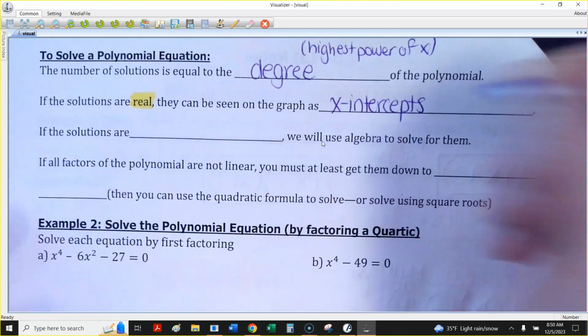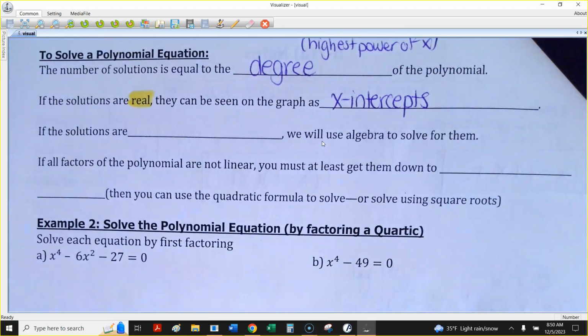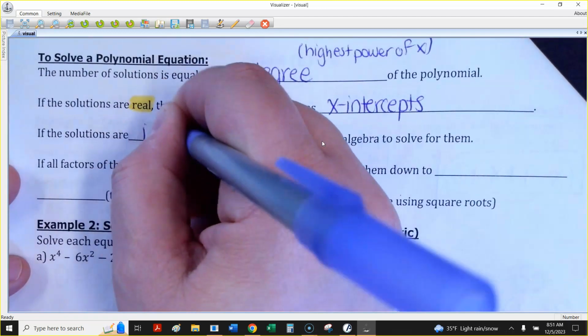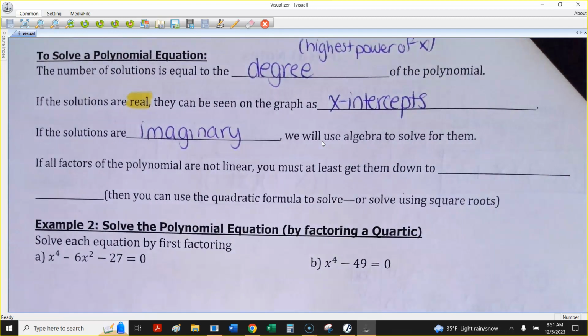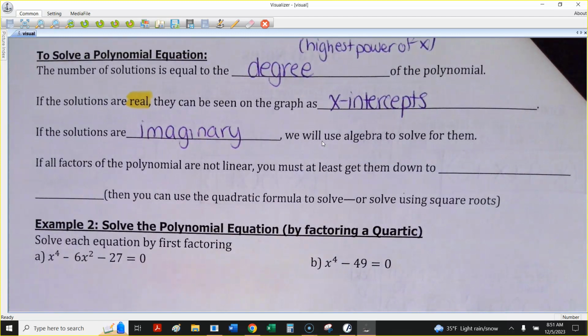These would be x-intercepts. So where the graph would cross or touch the x-axis, so your zeros if you were looking at your graph, called the x-intercepts. Now, what you can't see on the graph is if the solutions are imaginary. So those will have an i. We were working on sum and difference of cubes yesterday. Those have two imaginary answers in each, and you can't see those on the graph.